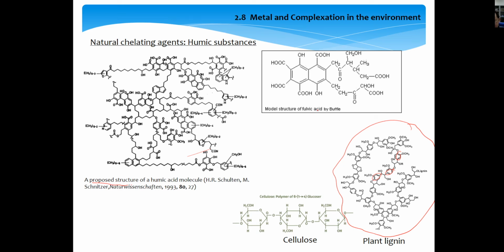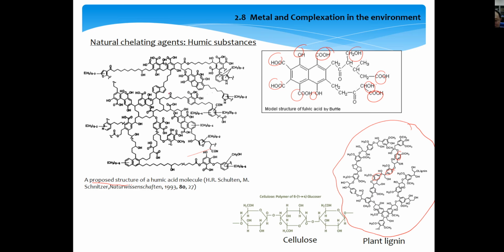And then let's take a look at the fulvic acid. Fulvic acid is much smaller and it is very soluble in water. Just take a look at the functional groups that it has. Okay. I don't think you are going to memorize all the structures, right? But the most important thing is you have to understand what the functional groups are that are associated with humic acid, humine, and fulvic acid.